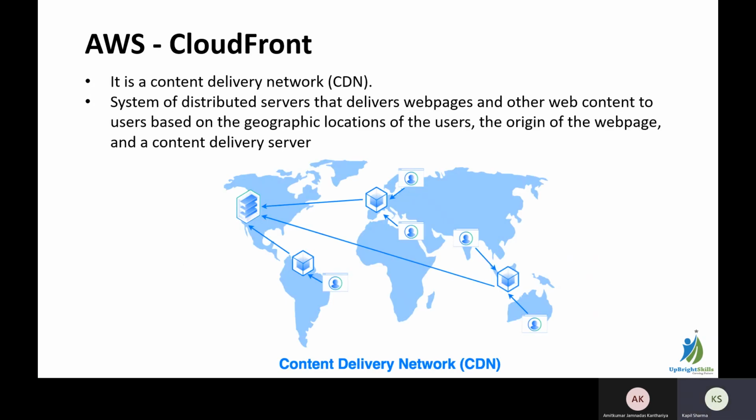Then there is a service called AWS CloudFront. CloudFront is a content delivery network. So it is a system of distributed servers that delivers web pages and other web content to users based on the geographic locations of the users, the origin of the web page, and the content delivery server.